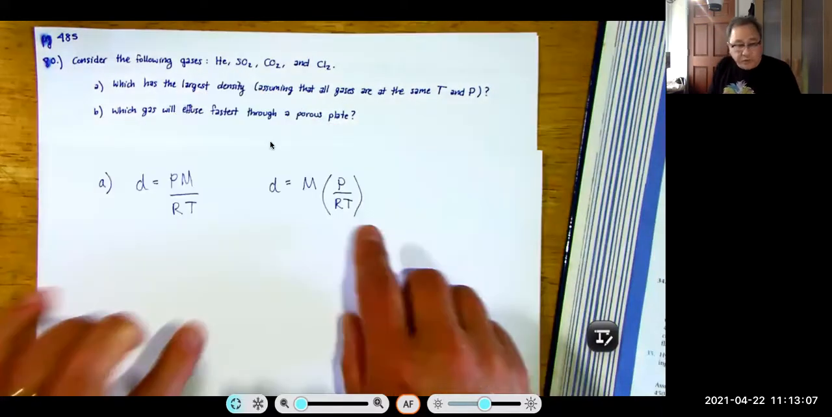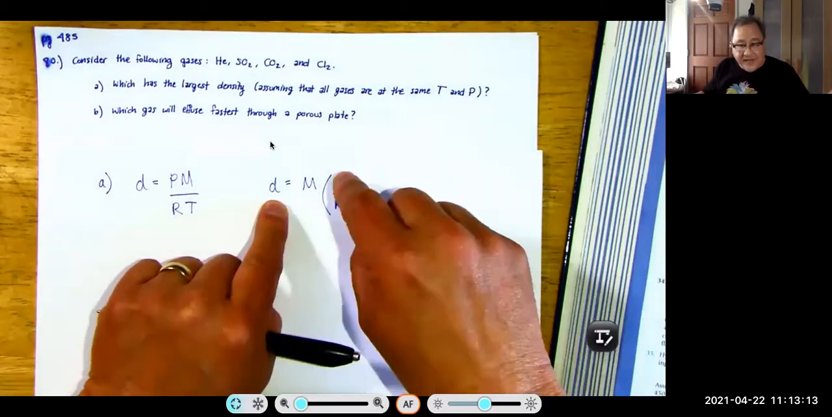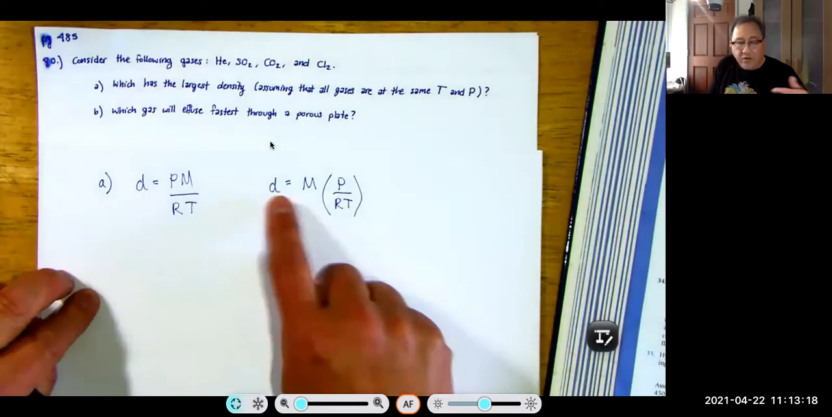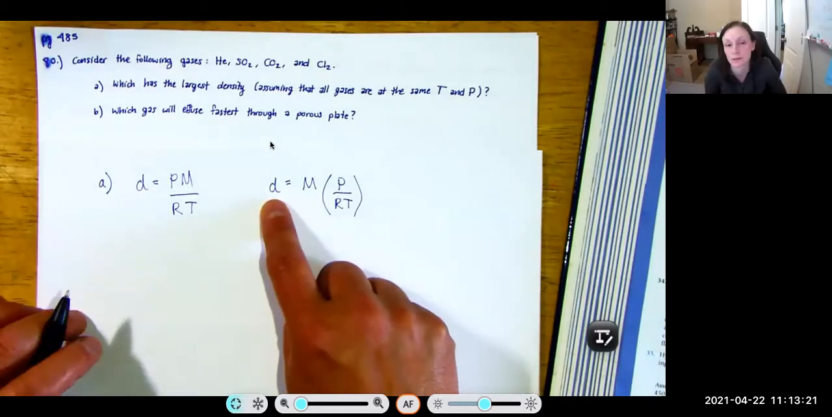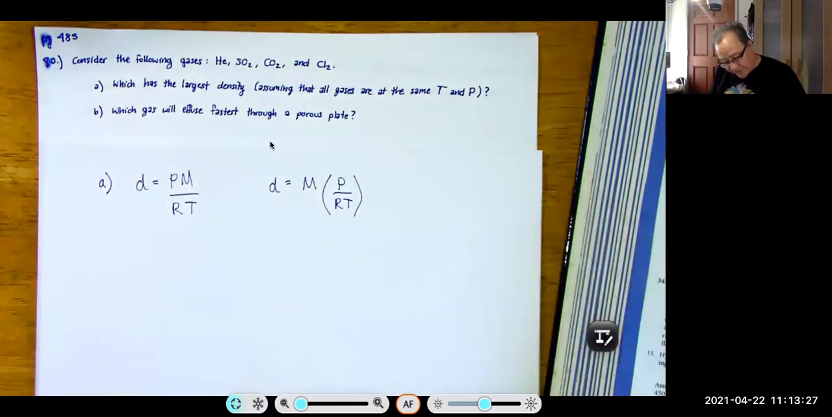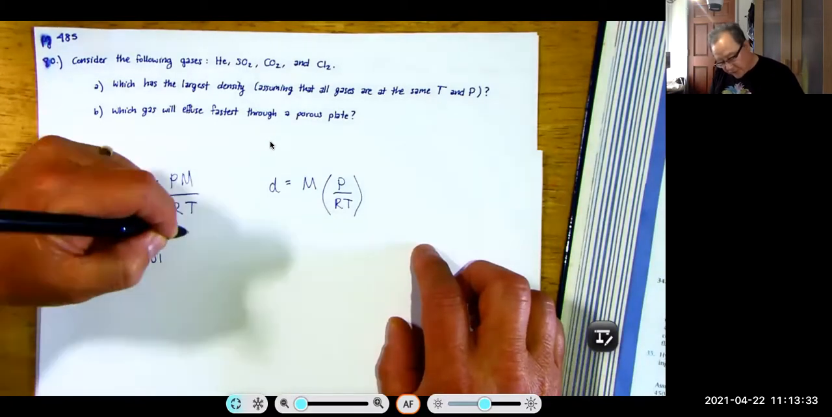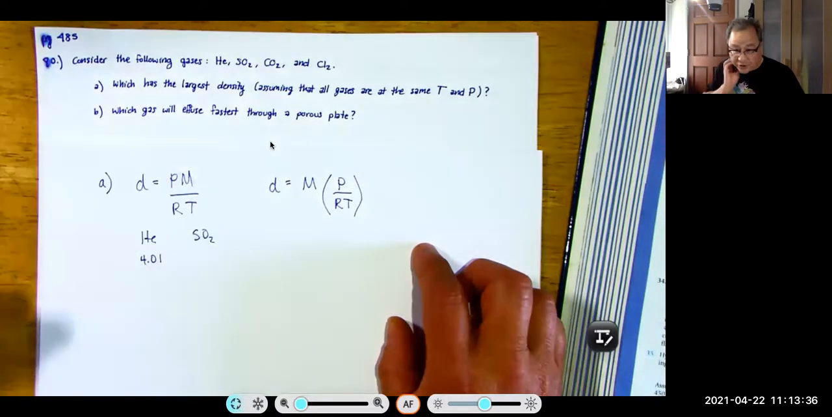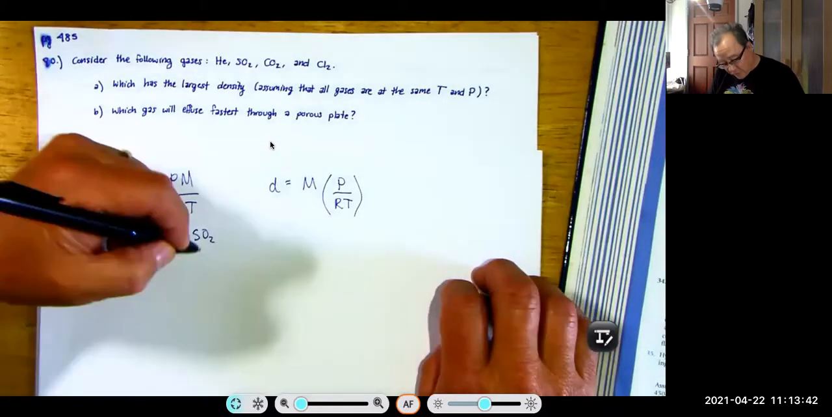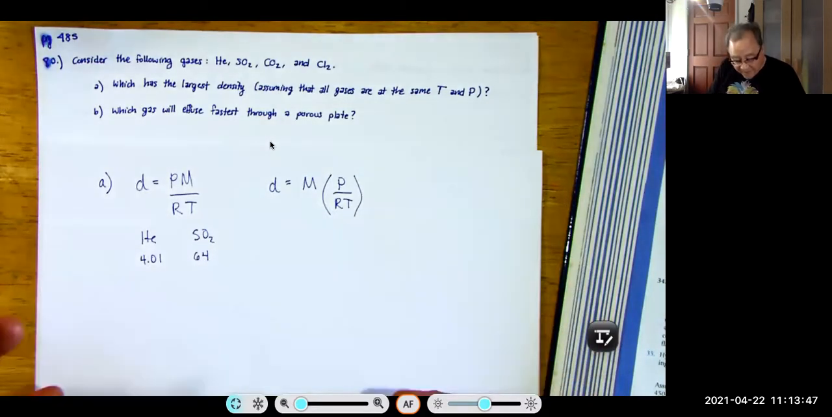Now, why did I write them this way? I wrote that this way because it doesn't matter what the gas is, PRT is the same. Okay. So what is going to determine how large the density is? Molar mass. The molar mass. So we simply look at which one has the larger molar mass. So let's look at each of these. Helium is 4.01. SO2 is 1 sulfur, which is 32, plus 2 oxygens, which would be another 32, so that's 64. And look, I'm not even getting the molar mass precisely, because if they're very different, that's all I need to know.